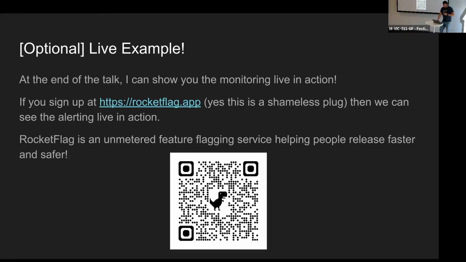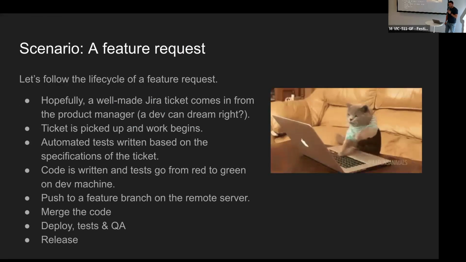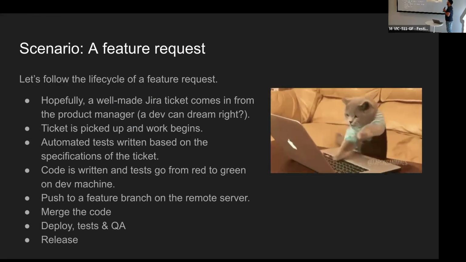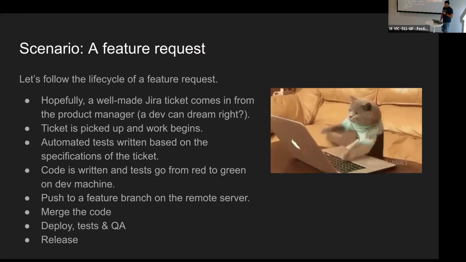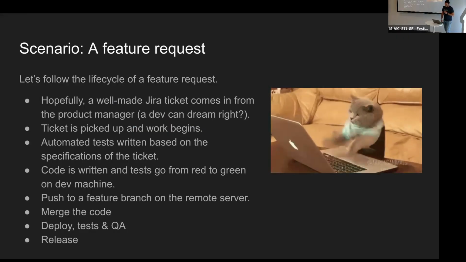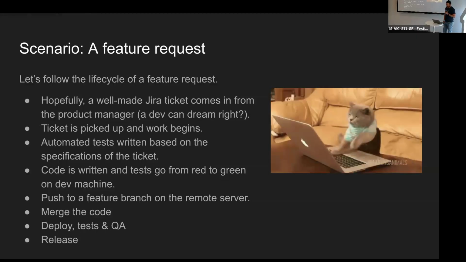Completely understand. So let's follow the life cycle of a feature request. This might be what a lot of software engineers deal with, but hopefully we get a well-made Jira ticket from the product manager, and they'll say, we need this thing so that it can do this in order to achieve this goal, which, we can dream. And then eventually the ticket is picked up off the backlog and the work begins.